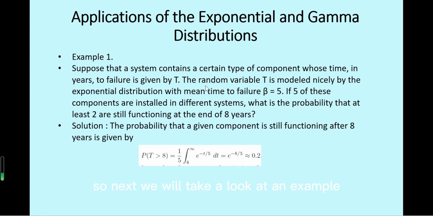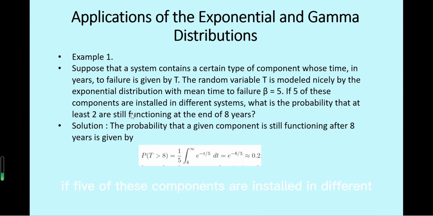So next we will take a look at an example. Suppose that a system contains a certain type of component whose time in years to failure is given by t. So here the failure is like an event, right? And the random variable t is modeled nicely by the exponential distribution with the mean time to failure beta. So beta is the average mean time between failures, right? Beta is 5.